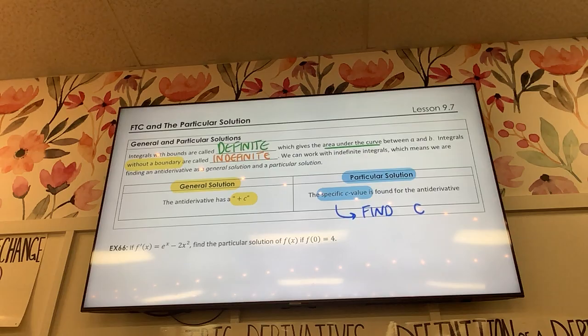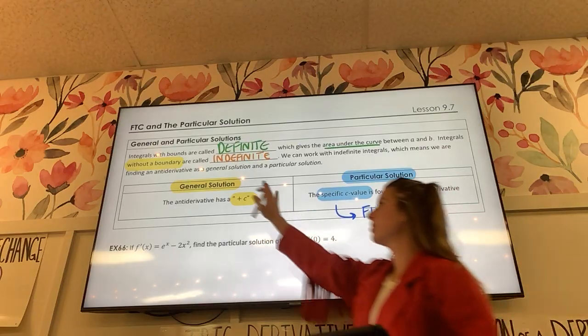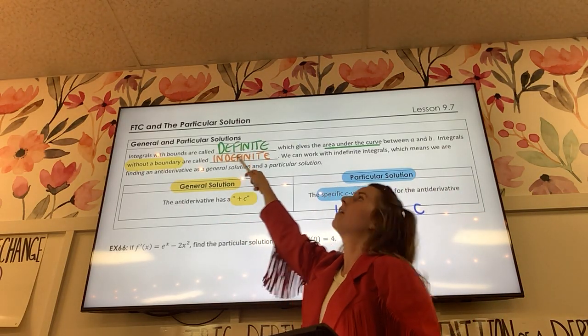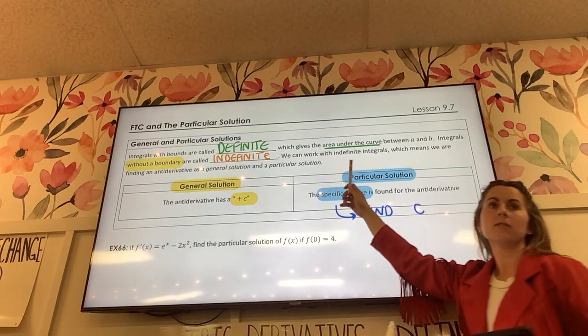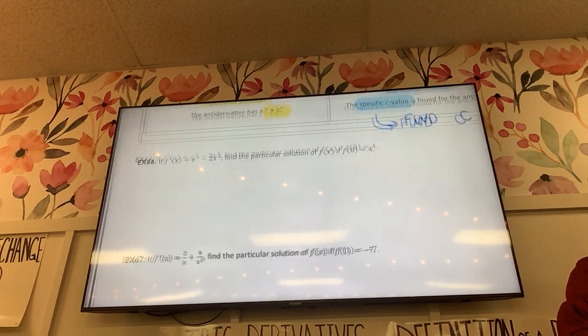So we can have a particular solution, not a general form with a plus C. We want the specific formula for my function. So particular solutions, find the C. General solutions, have the plus C. Definite integrals have numbers and bounds, and they will give you the area under the curve. Is that okay? Okay, so let's do an example.